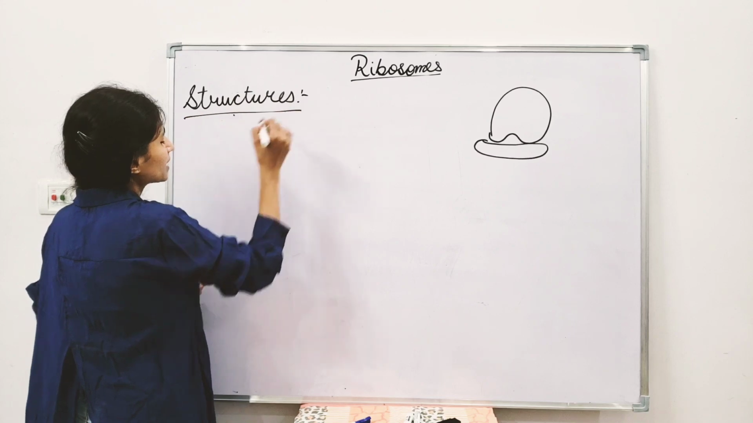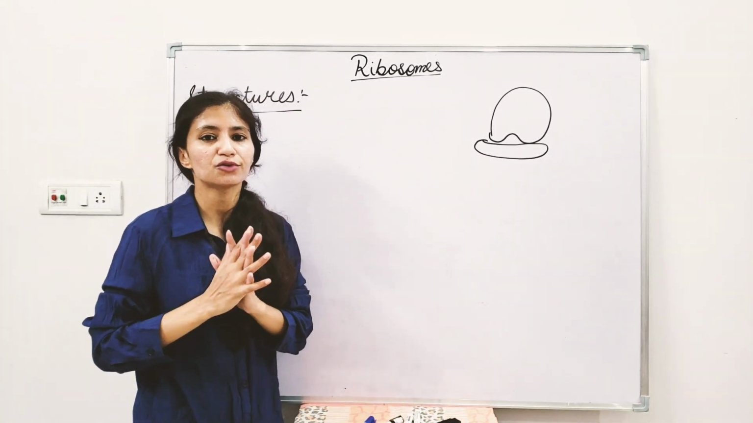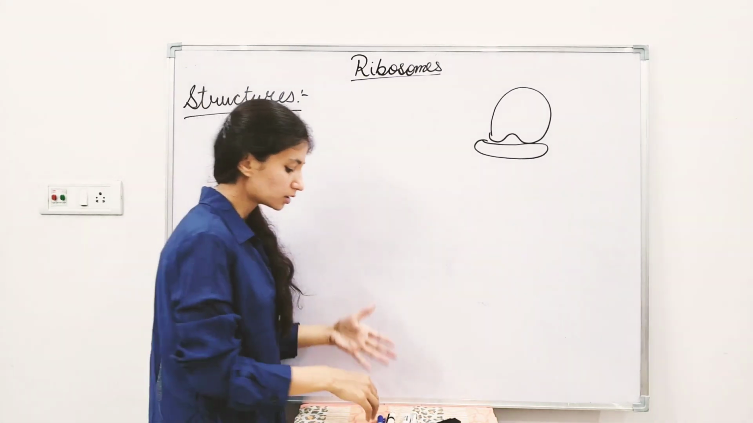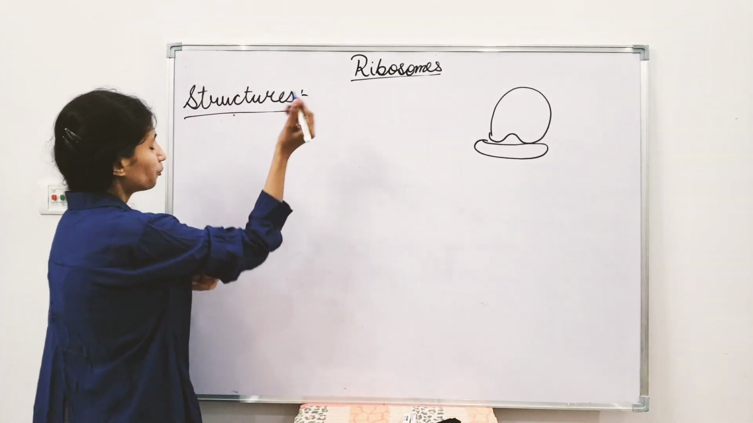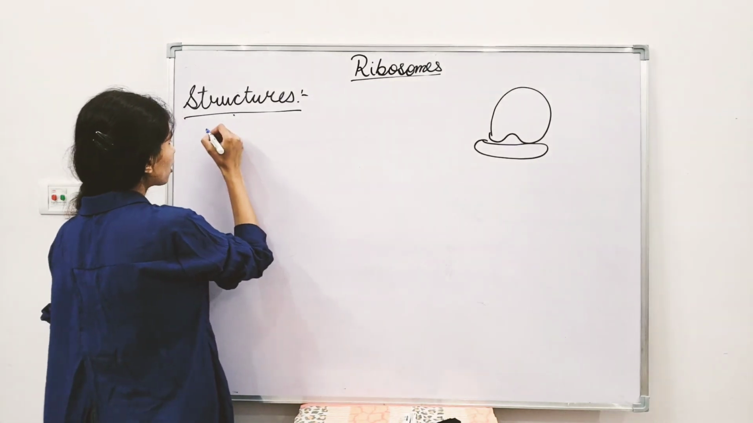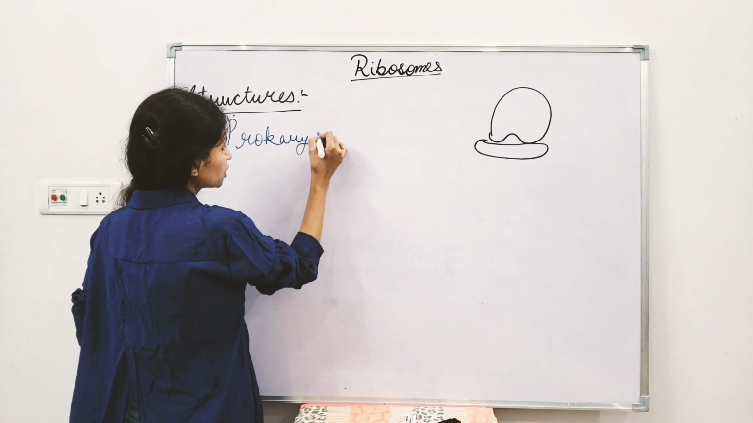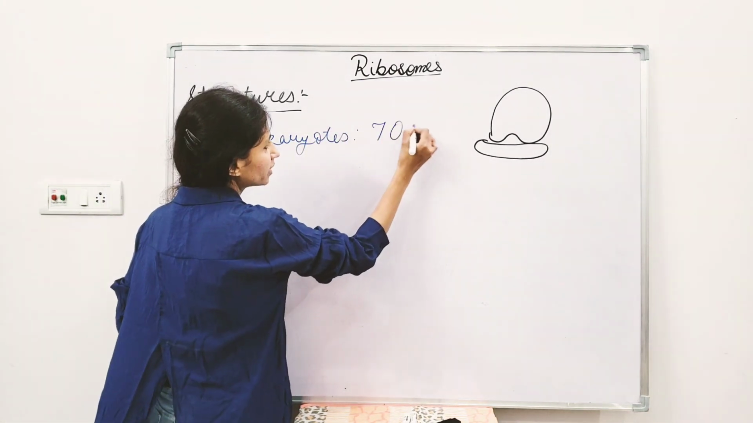See, as we have discussed, ribosomes are found in both prokaryotes and eukaryotes, so definitely their structures are a bit different. Now how are they different? First, both prokaryotes and eukaryotes have ribosomes, okay, but I am writing about the prokaryotes first. Prokaryotes have a ribosome of size 70S.